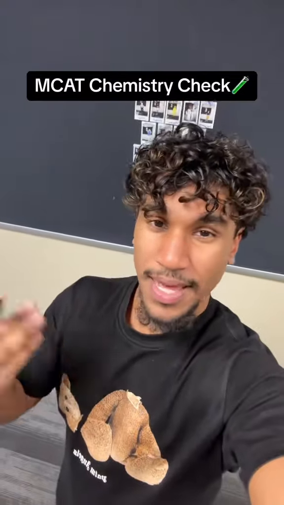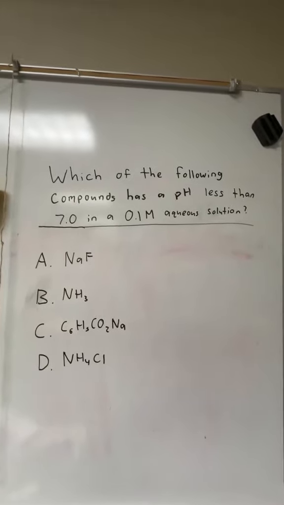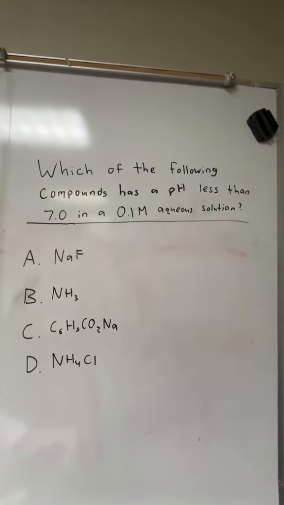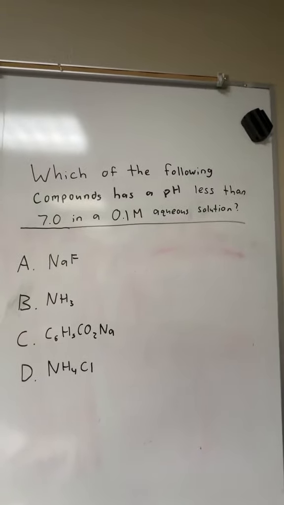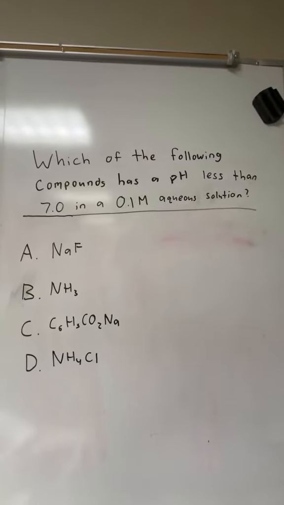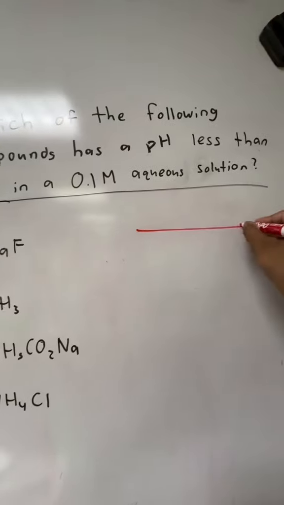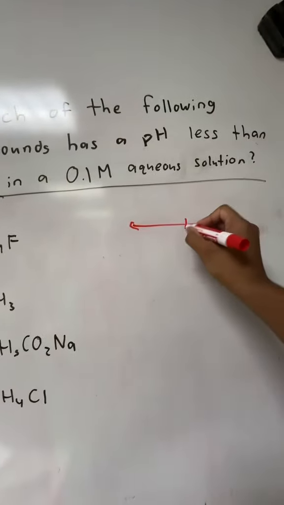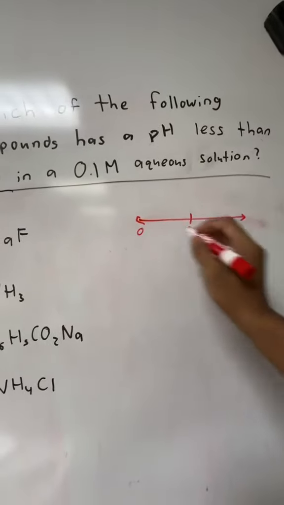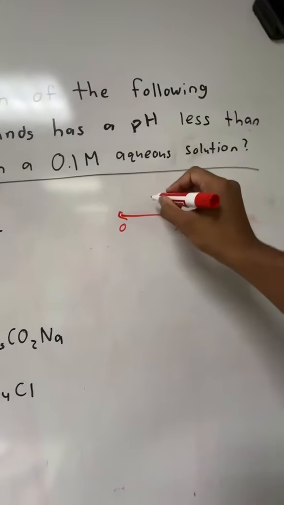Can you solve this MCAT chemistry question? Which of the following compounds has a pH less than 7.0 in a 0.1 molar aqueous solution? So essentially this question is asking us which of these compounds is acidic, right? Because we have our chart right here and 7 is like the midpoint, right? Anything from 0 to 7 is going to be considered acidic.